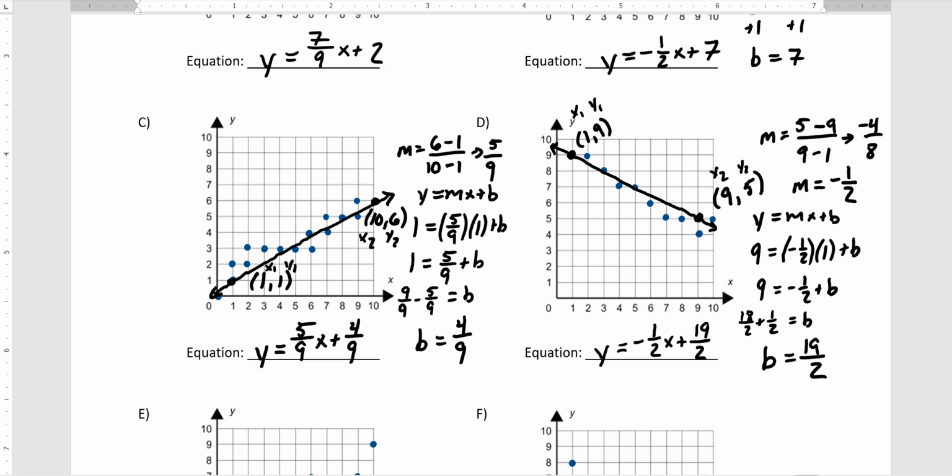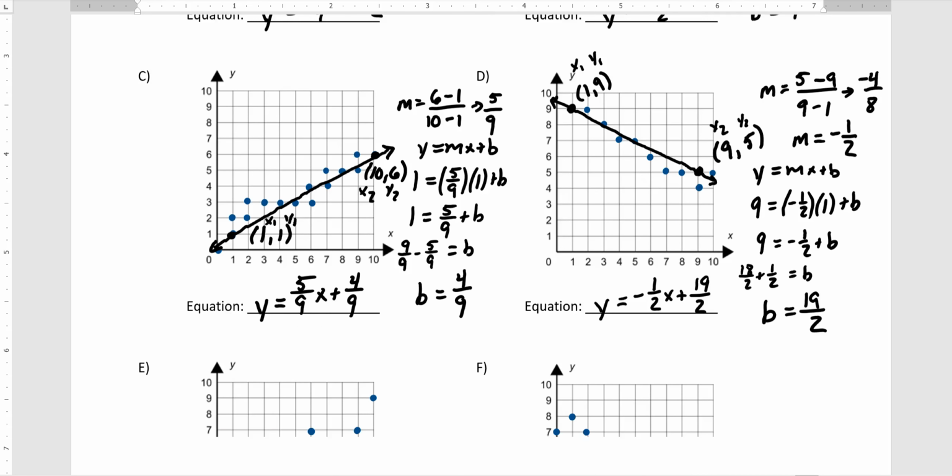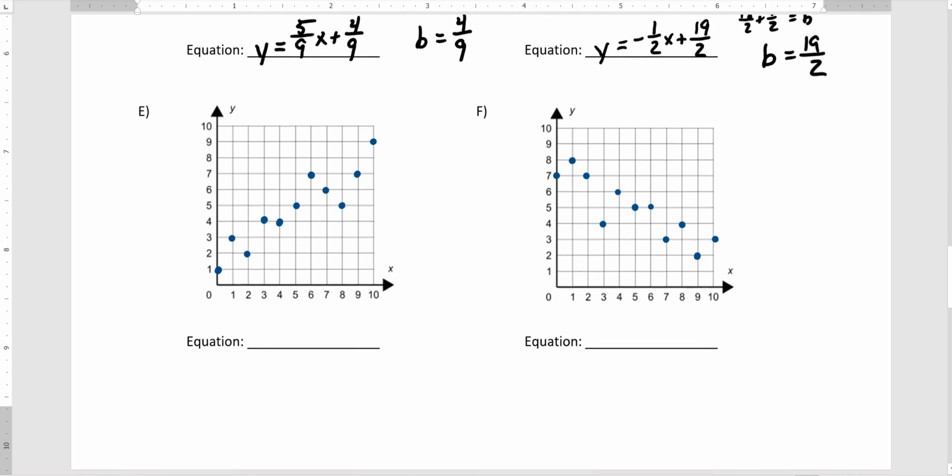And again, yours might not exactly match that. That's okay. We're approximating the line of best fit. Really what this is about is we're practicing drawing lines, given a couple of points. We're looking great. Y equals negative 1/2 x plus 19 halves. Very nice. Couple more.